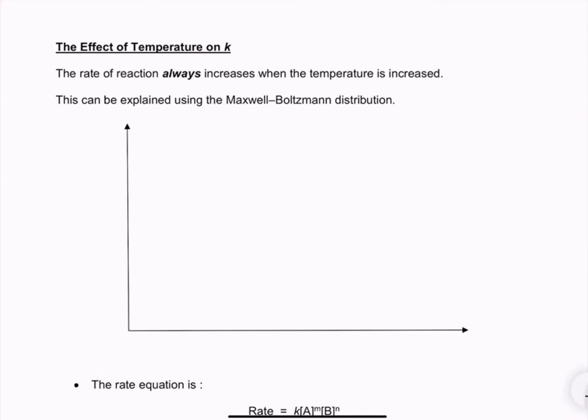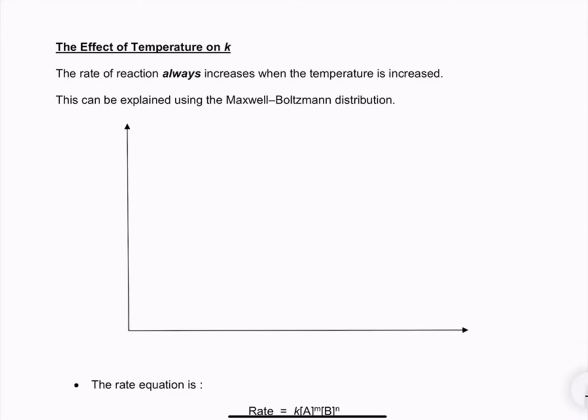In this video we're going to recap what we already know about the effect of temperature on rate and then link that to how temperature must be affecting the rate constant K. From the first year we knew that the rate of reaction will always increase when temperature is increased. We know that because when we increase the temperature we're giving the particles more energy, therefore more of them have energy greater than or equal to the activation energy, and there are more successful collisions, and we wrote this down in the first video of this section.